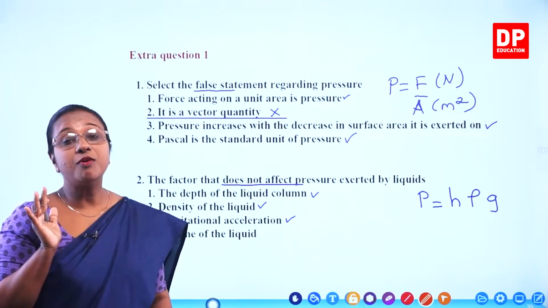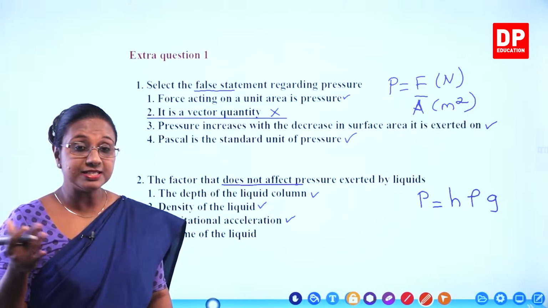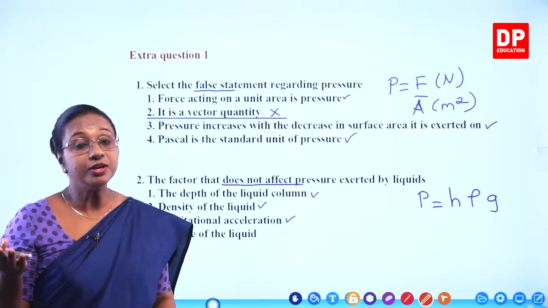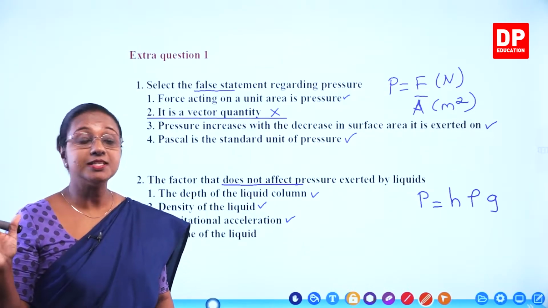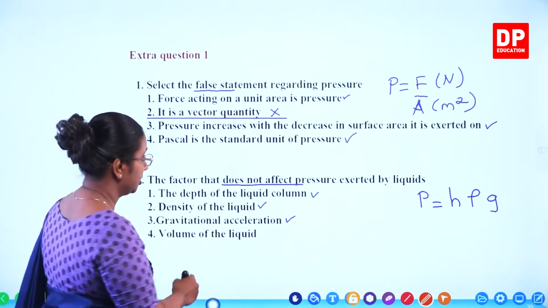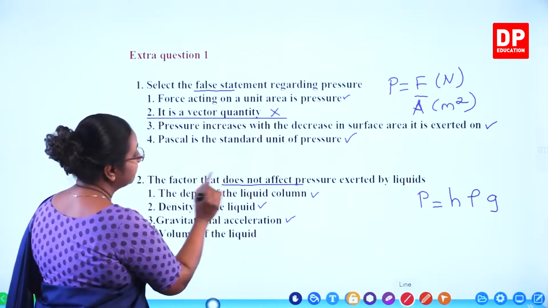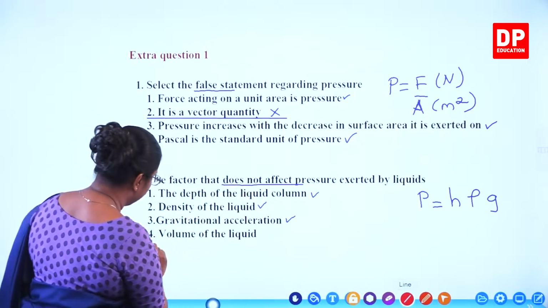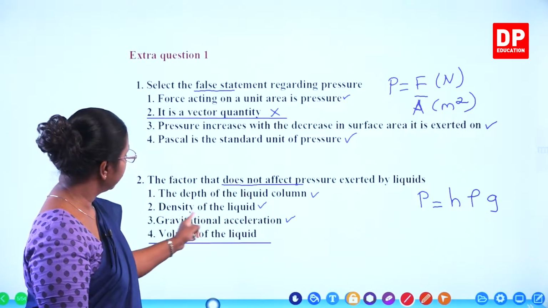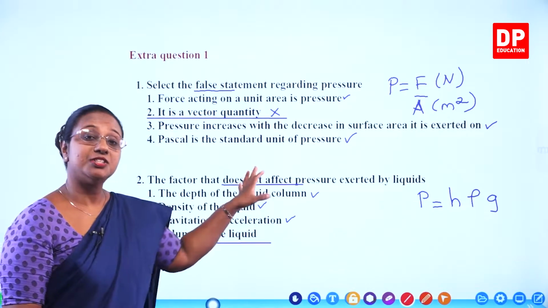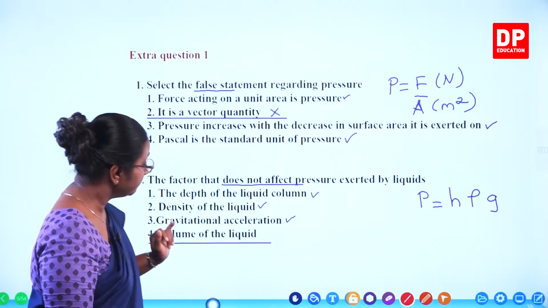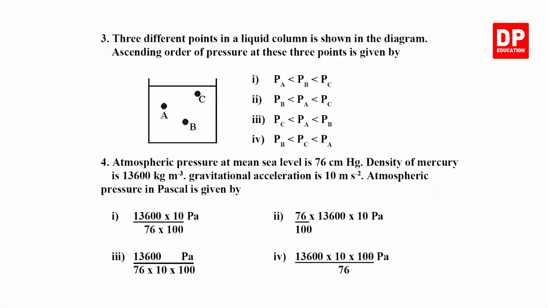But the amount of water inside the tubes or the containers is different. Volume of the water inside the containers is also different. But still the pressure is the same. So, that means volume of the liquid does not affect the pressure. So, this is the factor that does not affect pressure exerted by liquids. Depth of the liquid, density and gravitational acceleration, they affect the pressure exerted by a liquid. So those are the first two questions. We will move on to the next one.